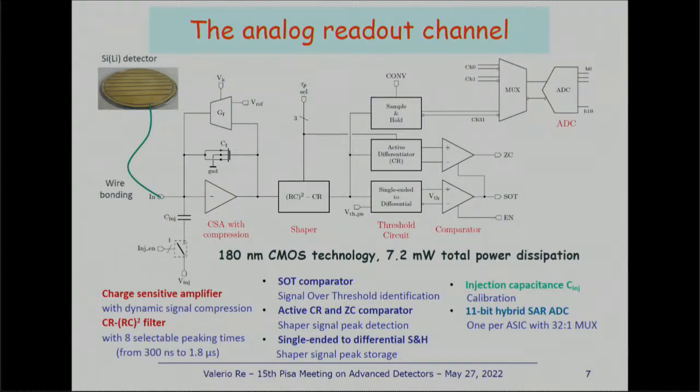Also here you see that we have a threshold discriminator, which triggers the 11-bit ADC that converts the signal amplitude and then sends the information to the digital backend. Actually, we have a single ADC per chip, so we have a 32-to-1 multiplexer delivering signals from all the 32 channels to this single ADC.